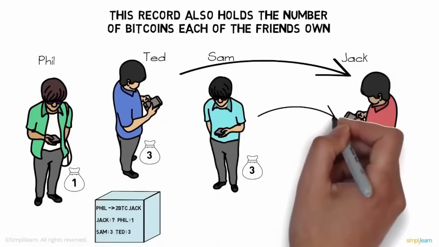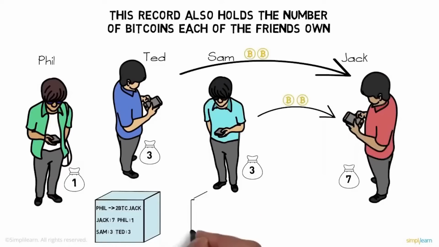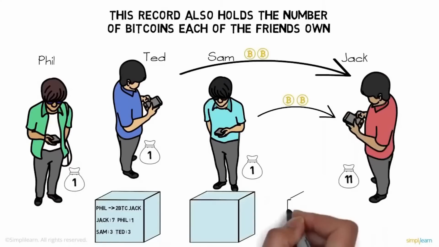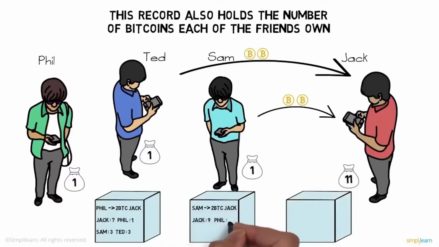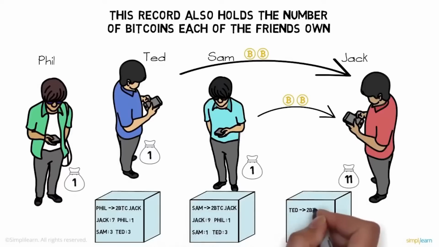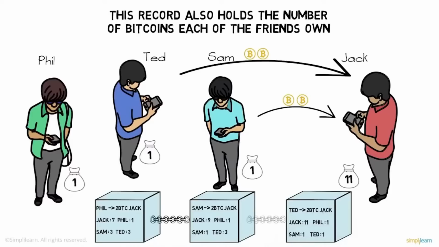Following this, Sam and Ted send 2 Bitcoins to Jack. A new block is created for each of these transactions. These blocks hold the transaction details as well as how many Bitcoins Sam, Ted, and Jack have in reserve. These blocks are linked to each other, as each of them takes reference from the previous one for the number of Bitcoins each friend owns.